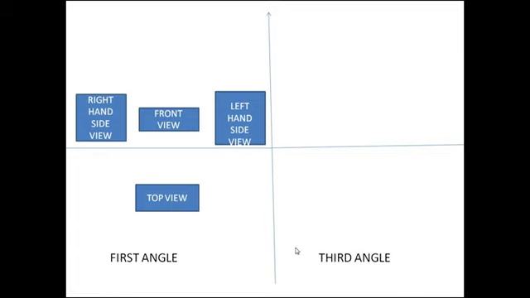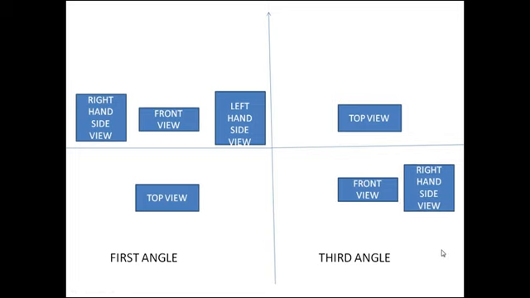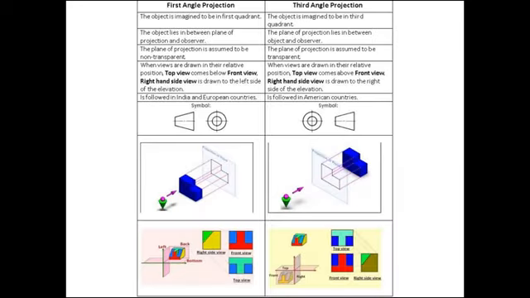Now what will happen in third angle? Your top view remains on the top side, and the front view is below the top view. Here the right hand side view will come on the right side, and the left hand side view will come on the left side. Okay, so that was your third angle projection.